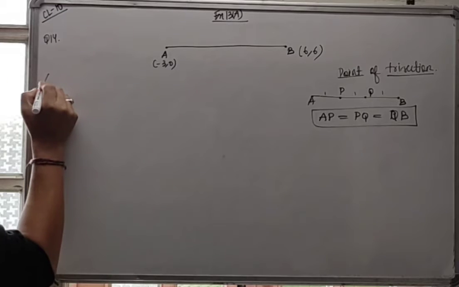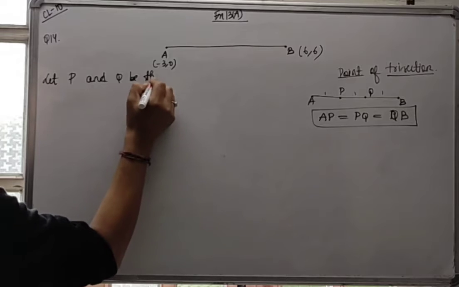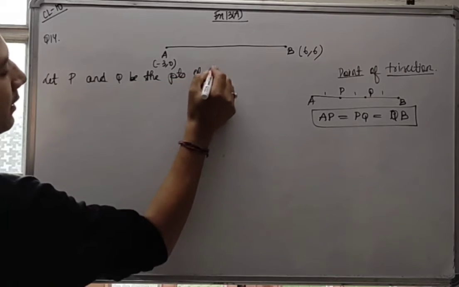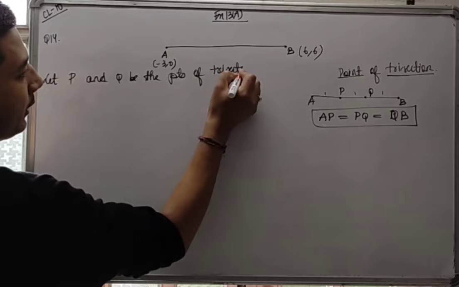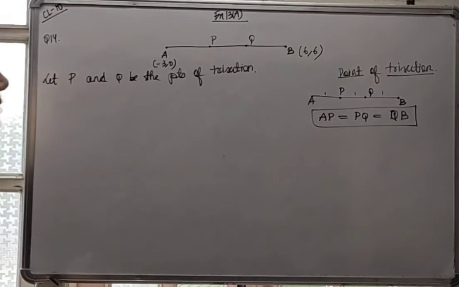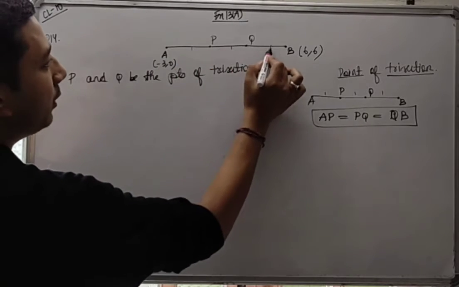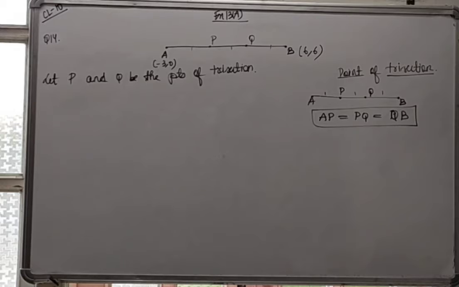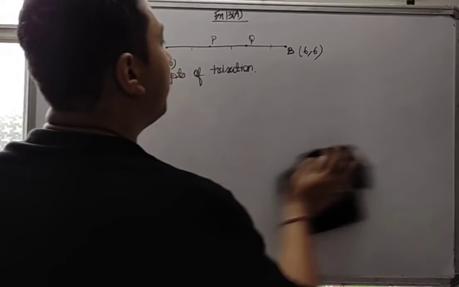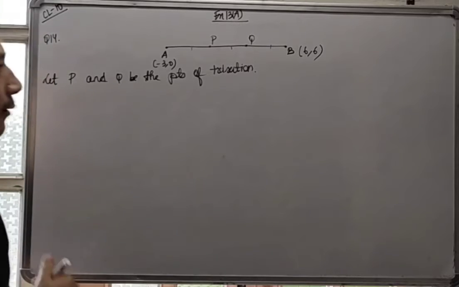So let us assume, let capital P and capital Q be the points of trisection. Therefore they divide this line segment AB into equal parts. I hope you're clear with this. It divides this whole line segment into equal parts. The question is asking us to find the coordinates of P and the coordinates of Q. That's it.